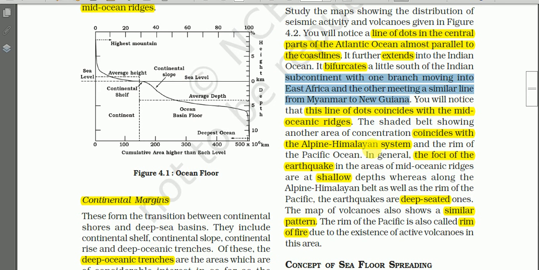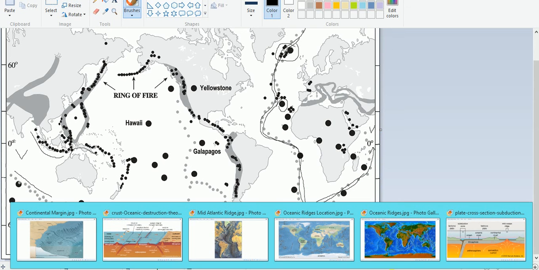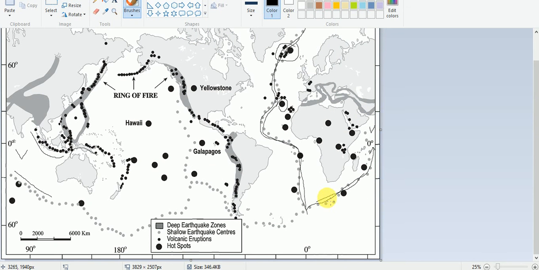And again you will notice that this line of dots coincides with the mid-oceanic ridges, as I have already told you. For example, this line of dots coincides with the mid-Atlantic ridge, and this is another one, the Indian Ocean ridge, see here.